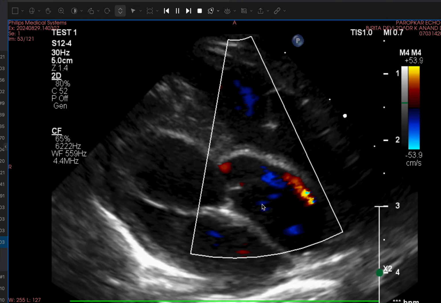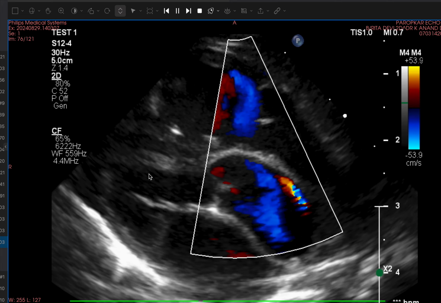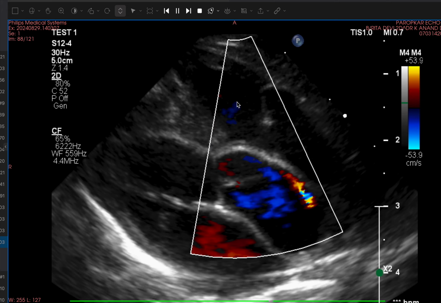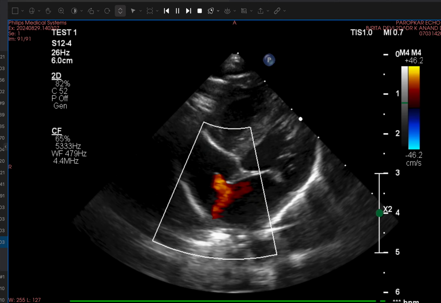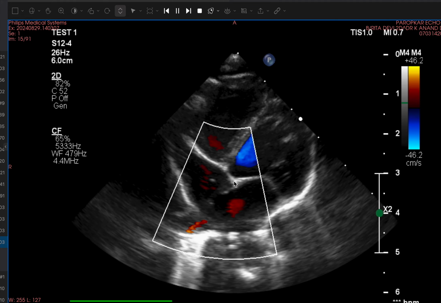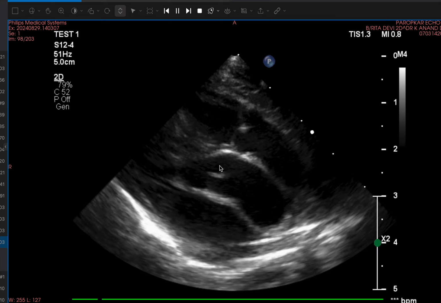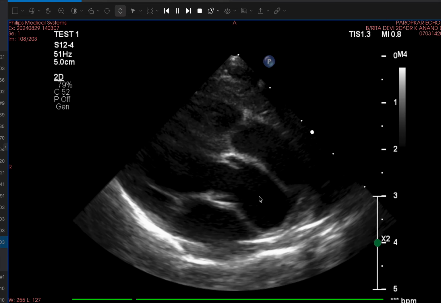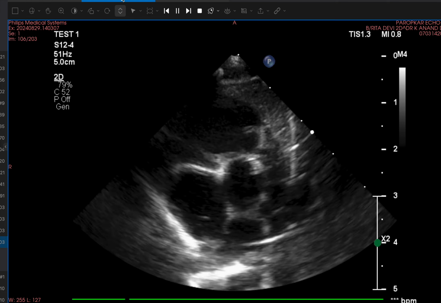This parasternal long axis view, again this pulmonary artery is coming out of left ventricle, aorta from right ventricle. Same thing. Four chamber view. Again parasternal long axis view, same thing. Pulmonary artery from left ventricle, aorta from right ventricle.